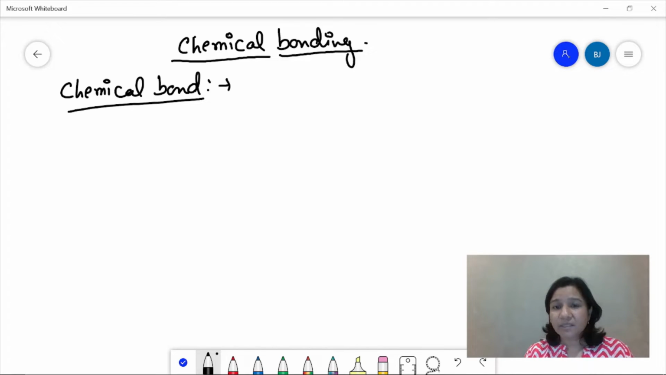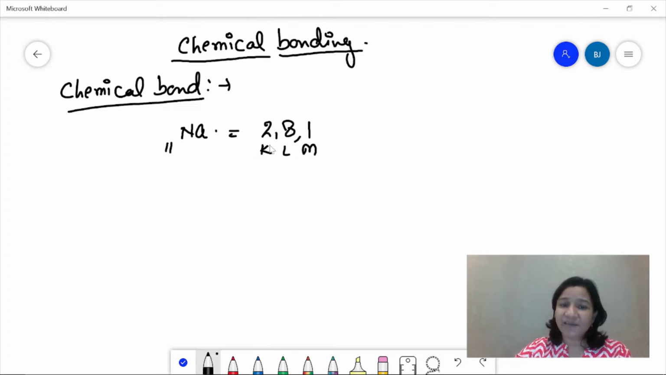Now the main question is how an element can complete its octet or duplet, or acquire the stable configuration of its nearest noble gas. For example, sodium is an element whose atomic number is 11. Its electronic configuration is 2,8,1. Sodium has a K shell, L shell and M shell. In the K shell it has 2 electrons, the L shell has 8 electrons, and the M shell has only 1 electron. Now, how can this element acquire stability?